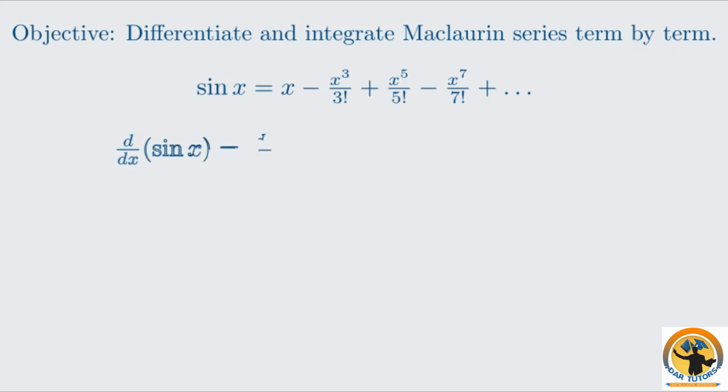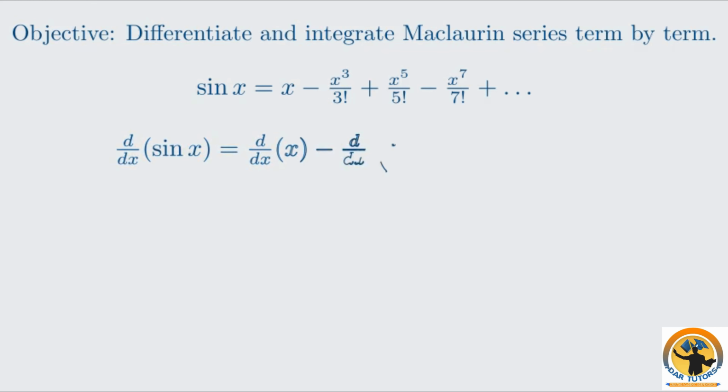Let's start with differentiation. We know the Maclaurin series for sine x. The series is x minus x cubed over 3 factorial plus x to the 5th over 5 factorial, and so on. We also know that the derivative of sine x is cosine x. Let's see if we can get the series for cosine x by differentiating the series for sine x term by term. We differentiate each term individually.